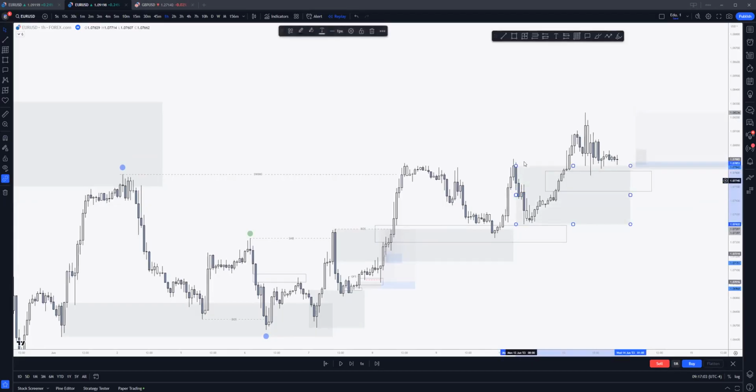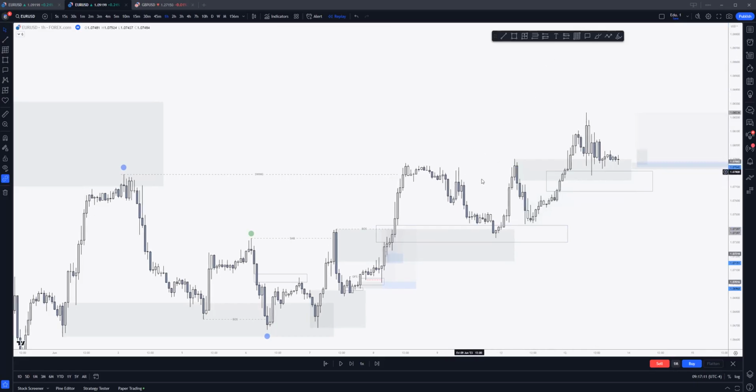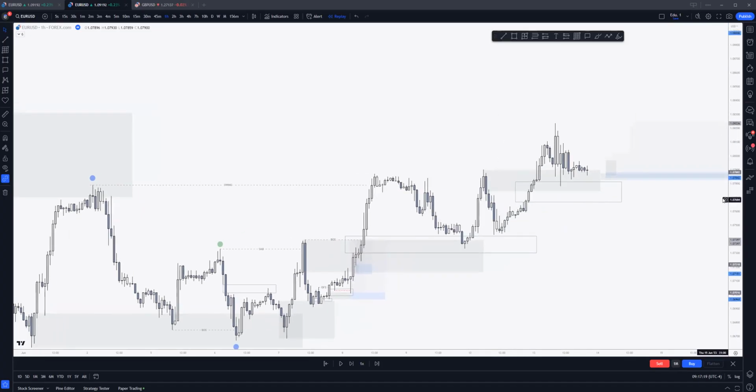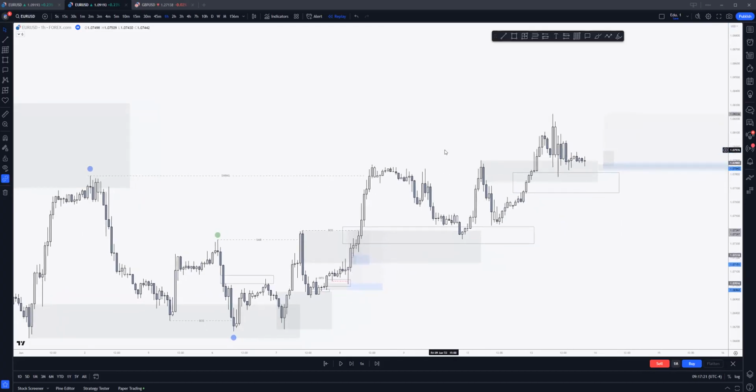So really, we have this push up, push down. This is what we would call a breaker right here. And then we'll learn a little bit about that as well. That's actually a breaker mitigation block. Yeah, flip zone as well, but again, we're not really looking too much into flip zones and stuff, right?